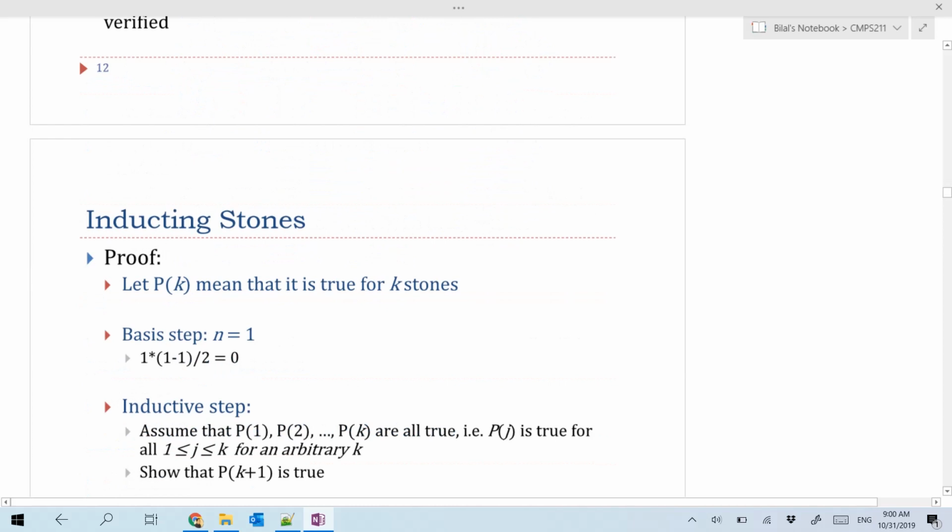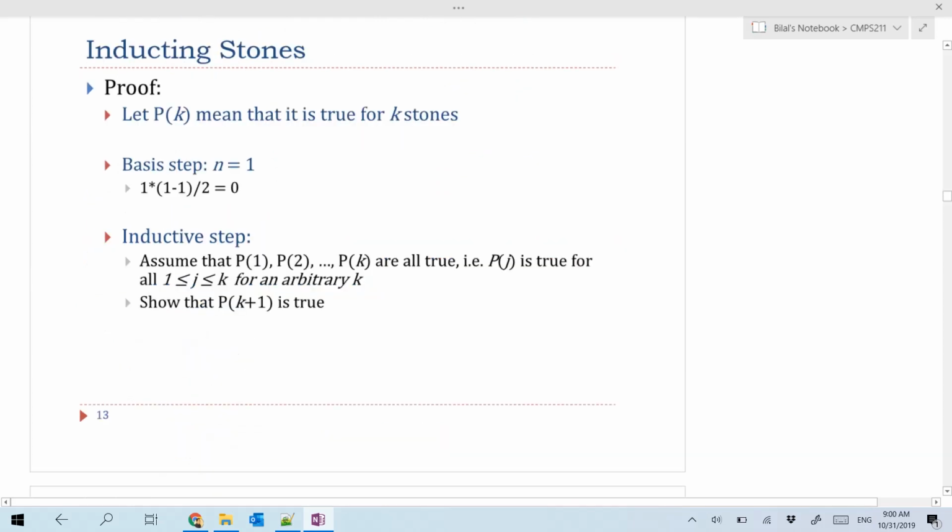So how to prove it? You have to assume the property is true for k stones. The basis step is n equal to 1. 1 times 1 minus 1 over 2 is equal to 0, so it's okay. Anyway, we are assuming this fact, okay?